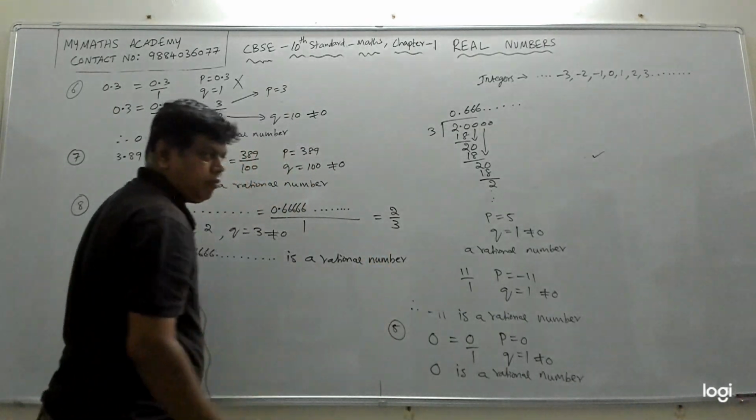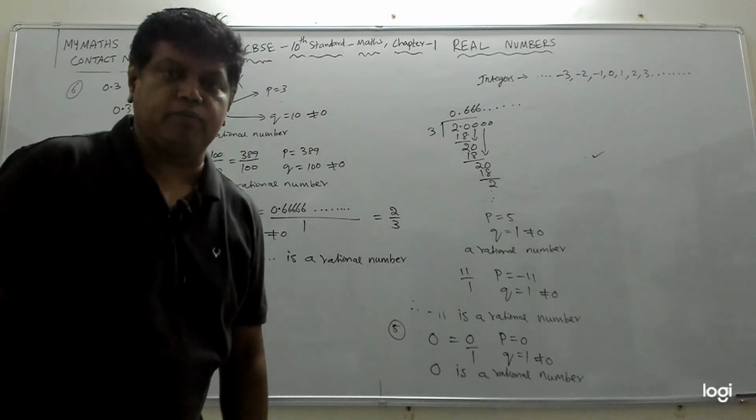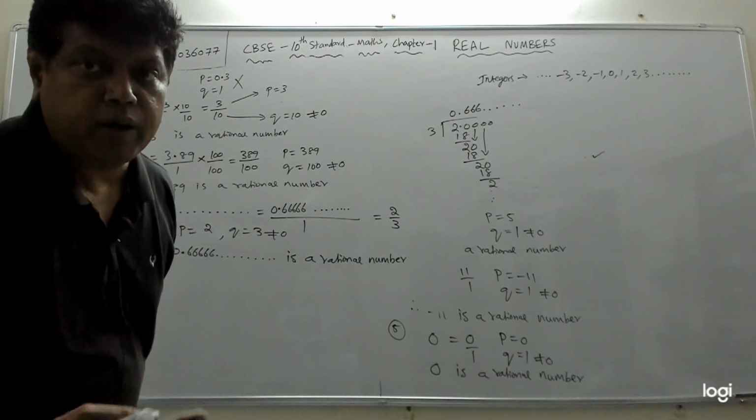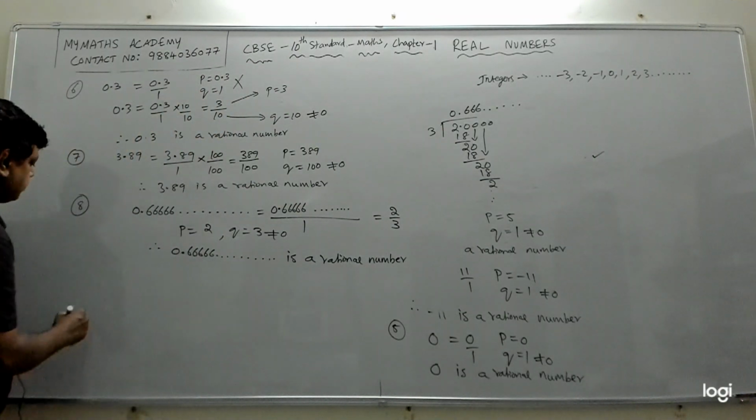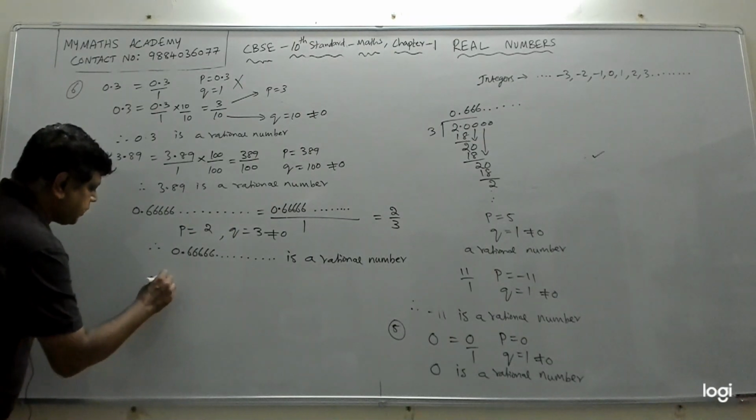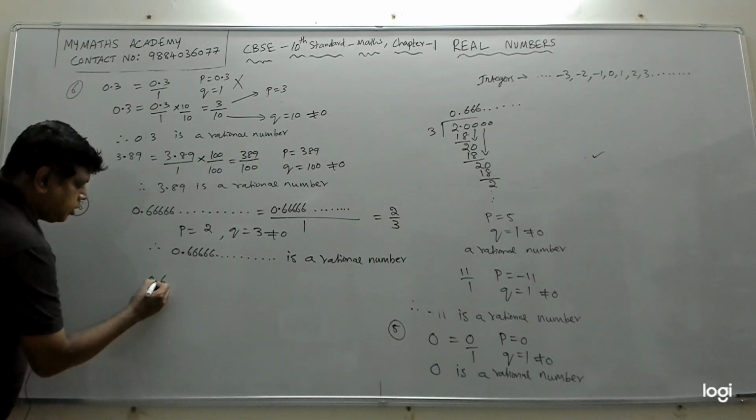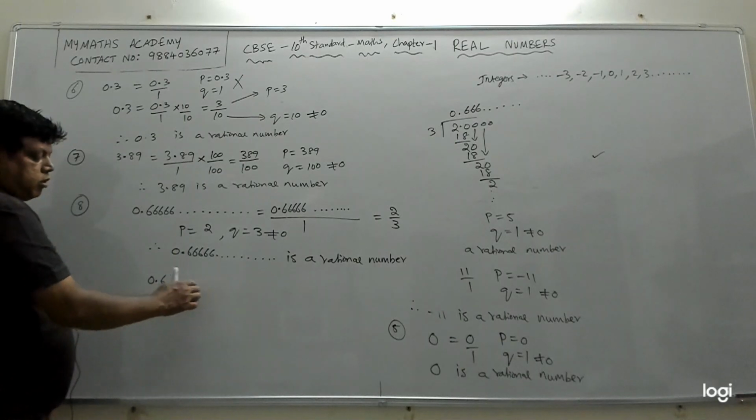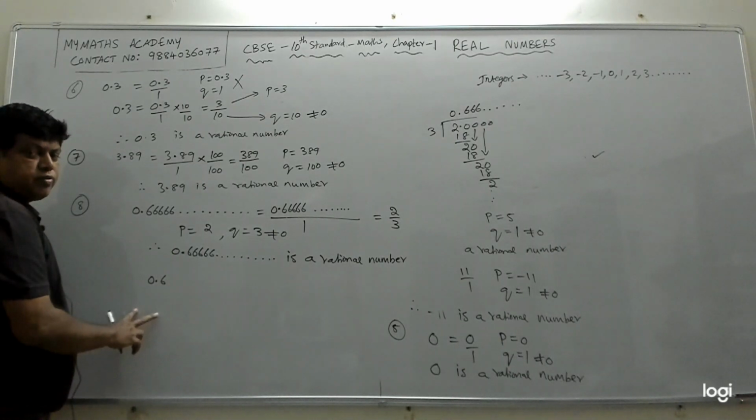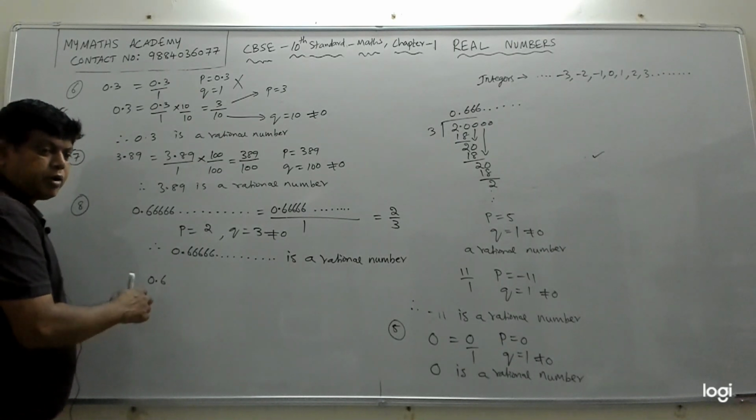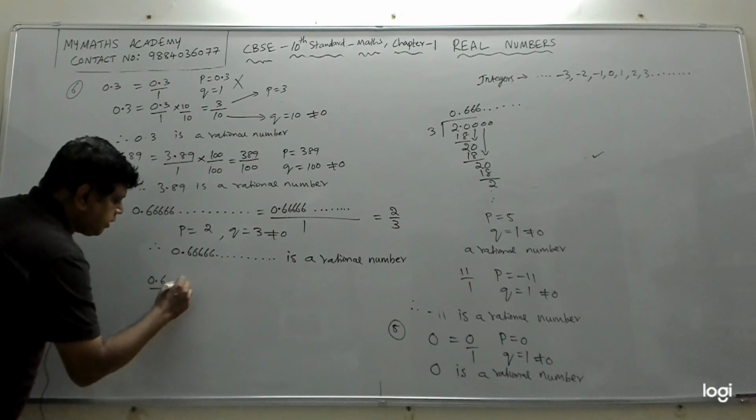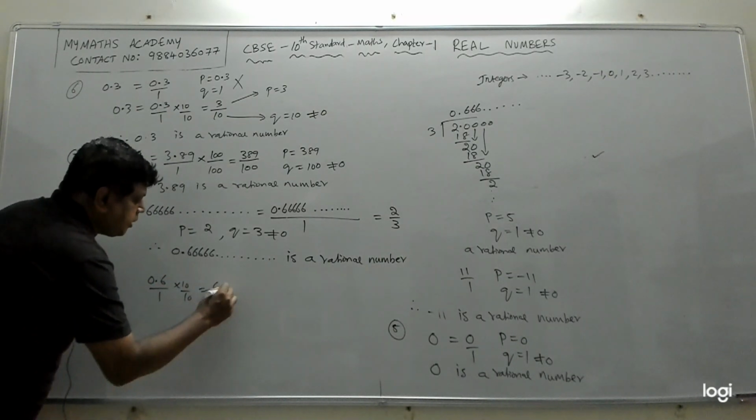Clear? So what is the rational number? Fine. So next one is, suppose you have a number like 0.6, and that's all. It is stopping. There's no dot dot dot. If I ask whether it is a rational number, we will say it is, because this can be written as 0.6 by 1, then into 10 by 10, it will become 6 by 10.